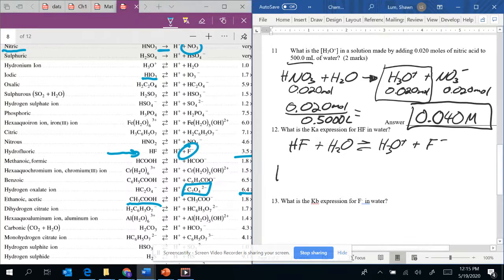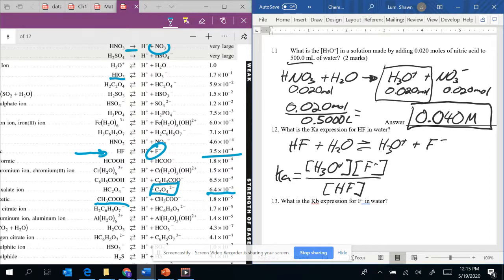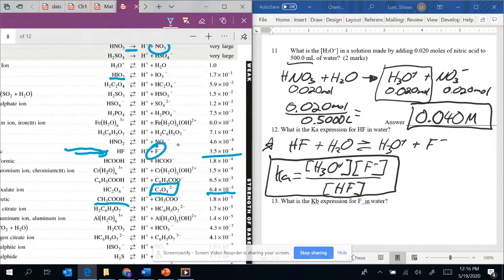Our Ka does tell us the Ka, but we want the expression. So it's just products over reactants. So the concentration of H3O plus times the concentration of F minus over the concentration of HF. That's it right there. Now, if you wanted to be lazy and not do this whole big calculation and the formula and all that, technically this is your Ka expression right here.